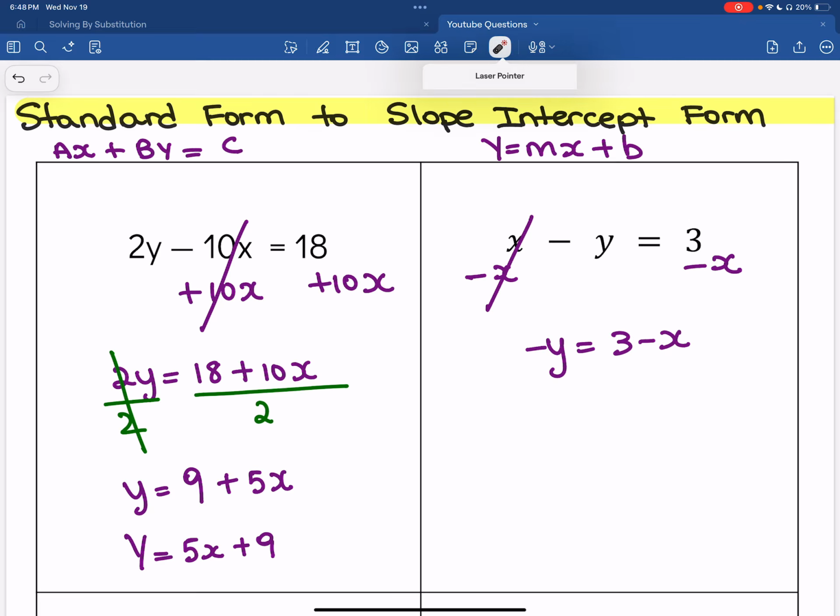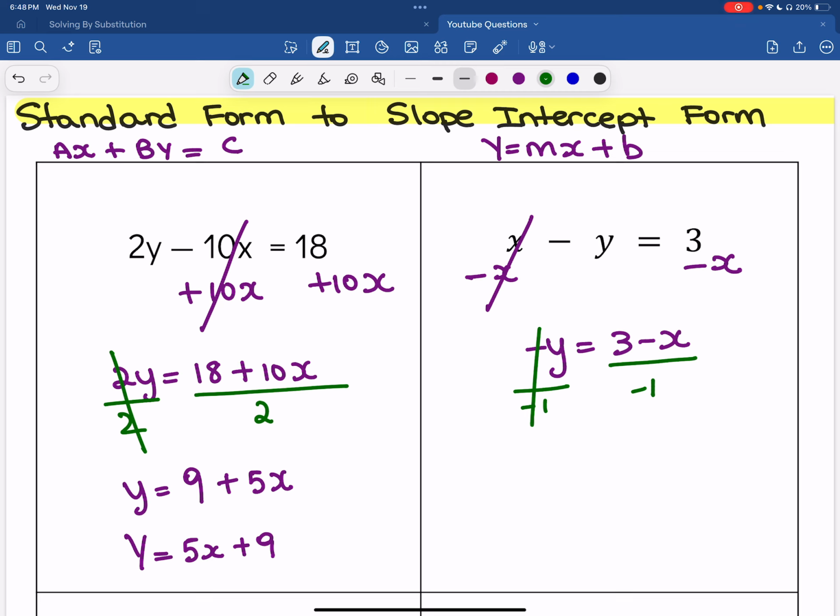My last step here to completely solve for y, to get y completely by itself and to get rid of this negative, would be to divide both sides by -1, right? There's an invisible 1 in front of this y, and since this is -1 times y, we know that the opposite of multiplication is division. That's why we're dividing both sides by -1.